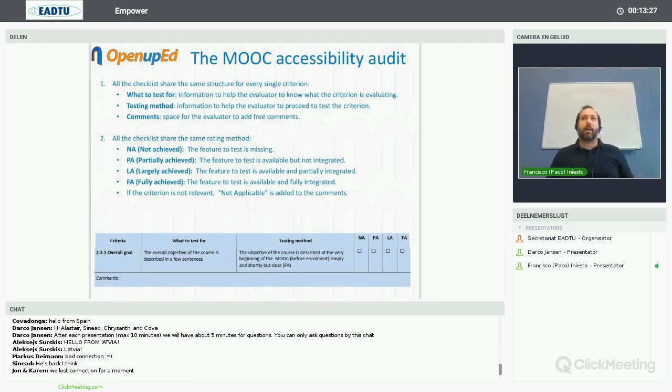As I was saying, I left one example in the slide. For example, the overall goal is explained, the way what we are going to test for. The overall objective of the course is described in a few sentences, and the way to test it using a fully achieved golden item.